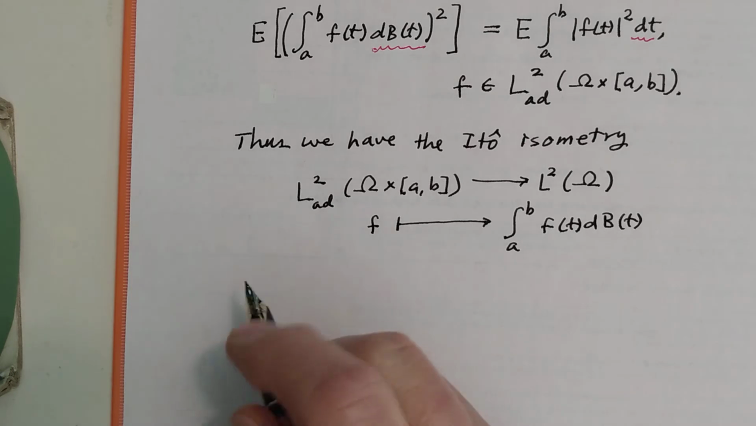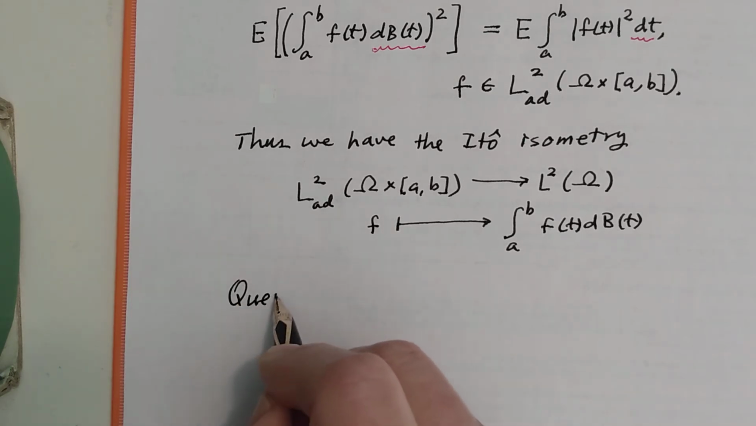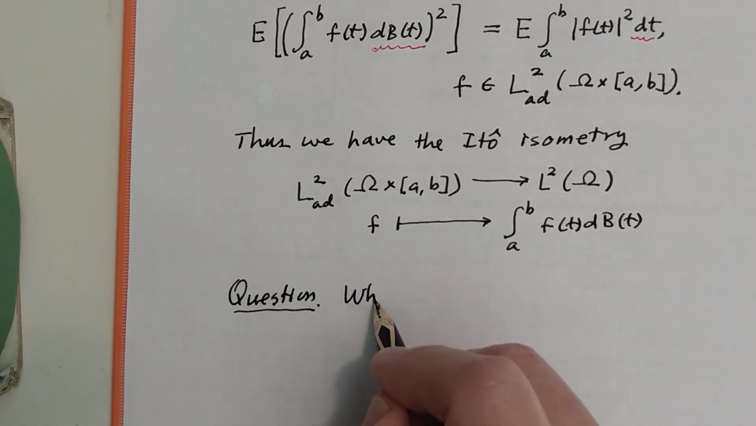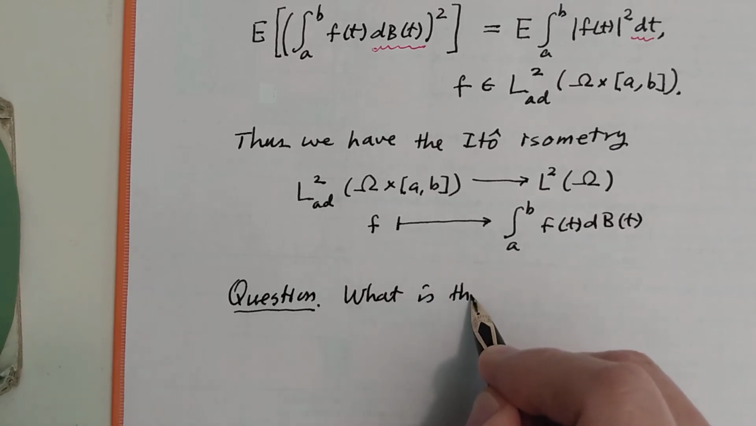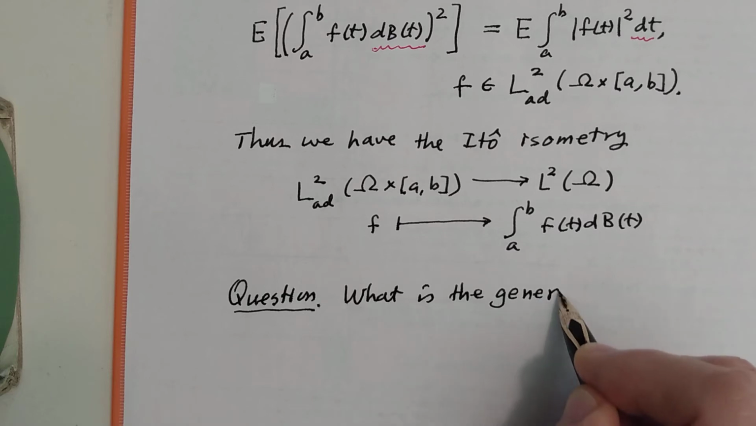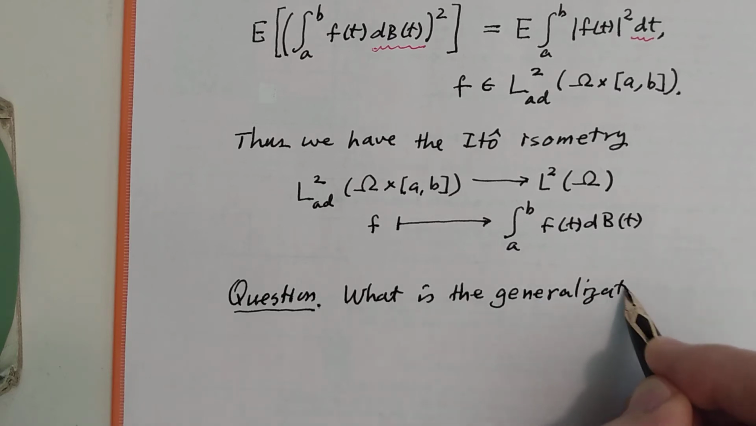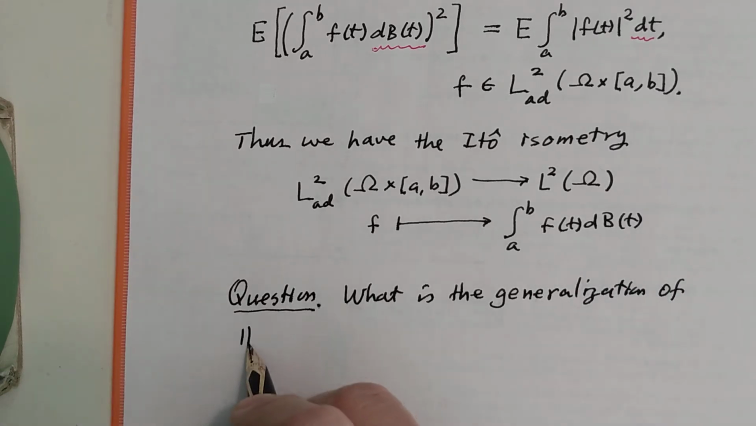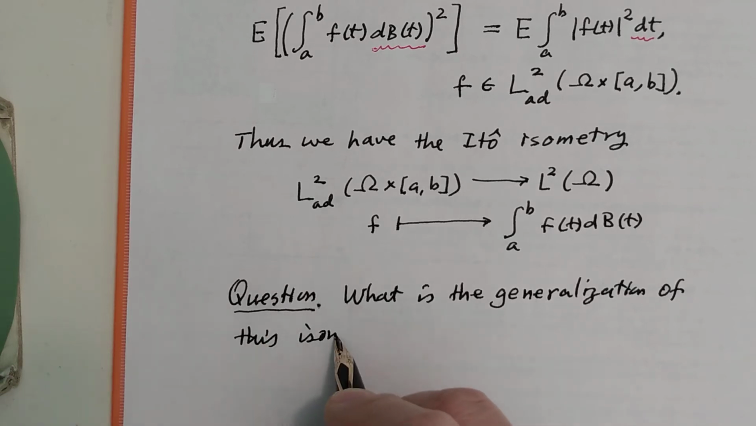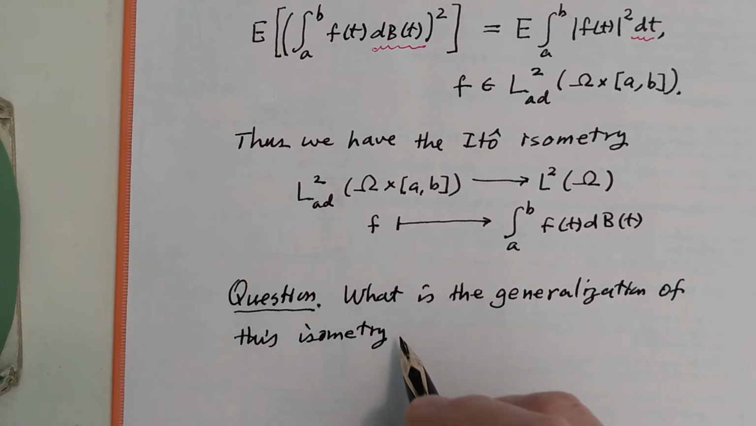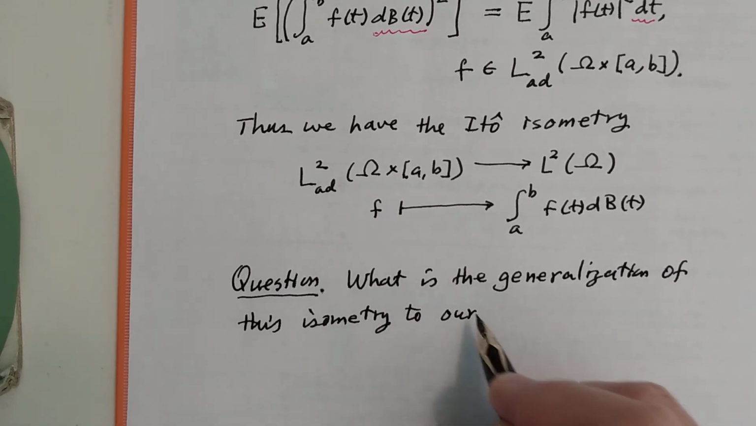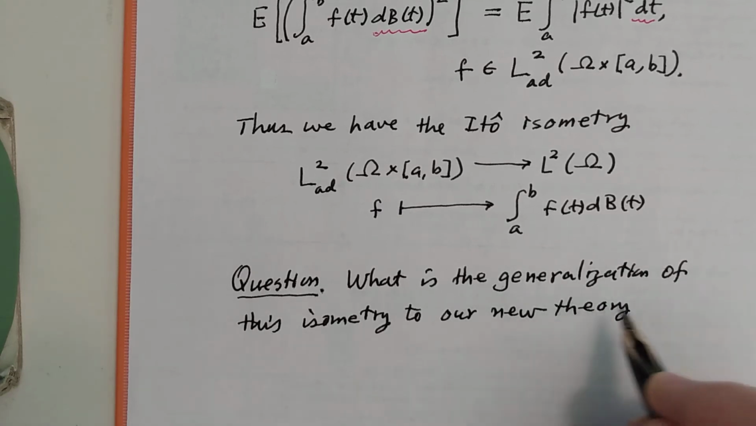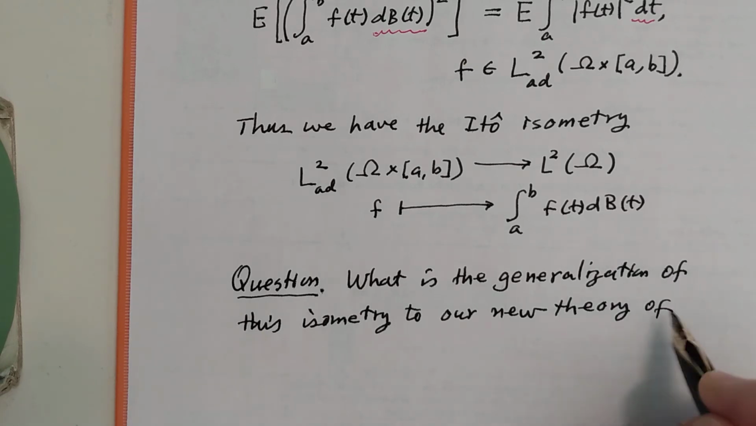Okay, now the question. What is the generalization of this isometry to our new theory of stochastic integration?